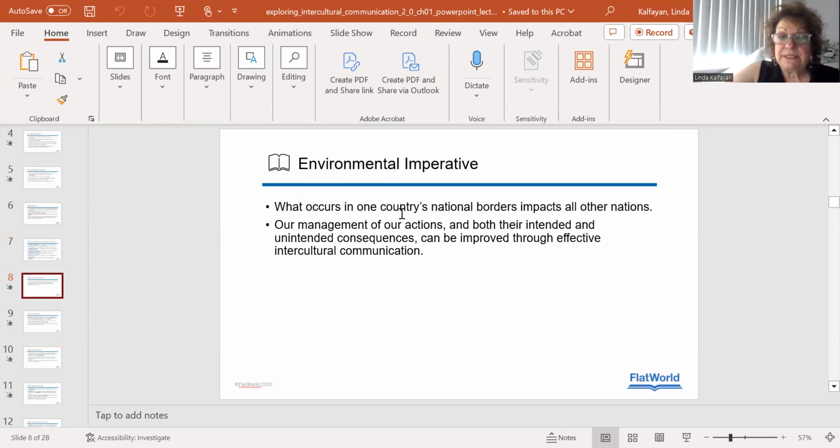And so environmental imperative: what occurs in one country's national borders impacts all nations. If you watch the news, and if you don't, now's the time to, so that we can see how we manage our actions, both their intended and unintended messages, with the bullet before it, how one country's border affects the other.